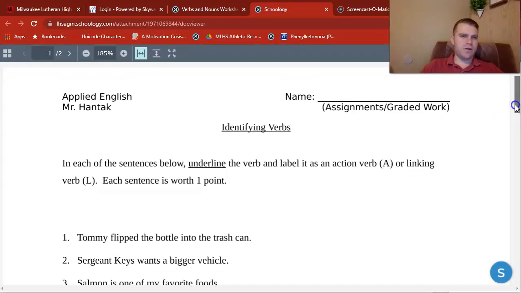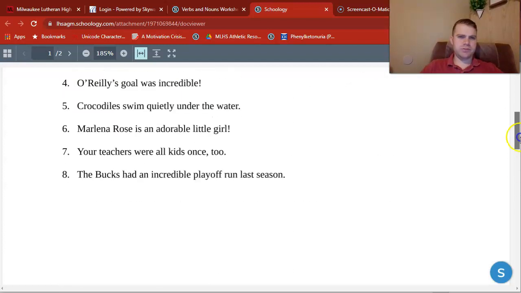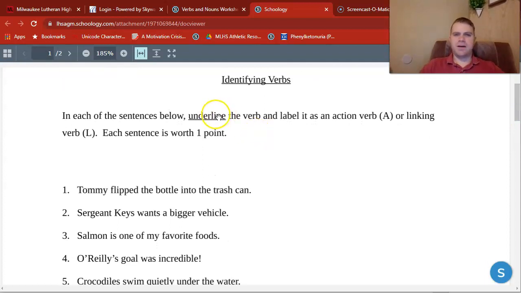So one side of this worksheet is identifying verbs. The other half is identifying nouns, which we'll do in class tomorrow. It just says in each of the sentences below, underline the verb and label it as an action verb with an A or a linking verb with an L. Each sentence is worth 1 point. We'll just do number 1 together just for fun.